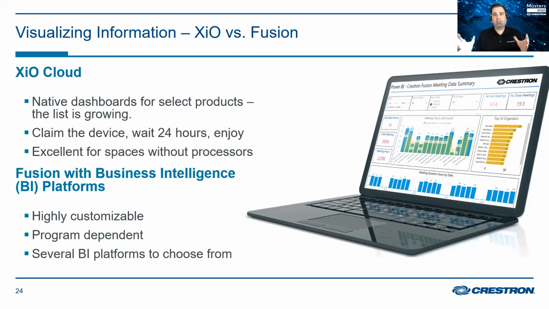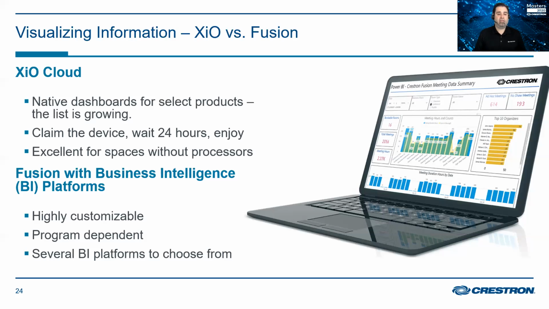Because Mercury has visibility on all these different subsystems in that one package, it's going to give you a room snapshot and has that capability. With Xio Cloud, it really is claiming the device, then waiting 24 hours for some data to accumulate, right? I can't have historical data unless some history happens, and then enjoy, all right? It's excellent for spaces without processors, because again, I don't need a processor. Each device is communicating directly to Xio Cloud, okay?